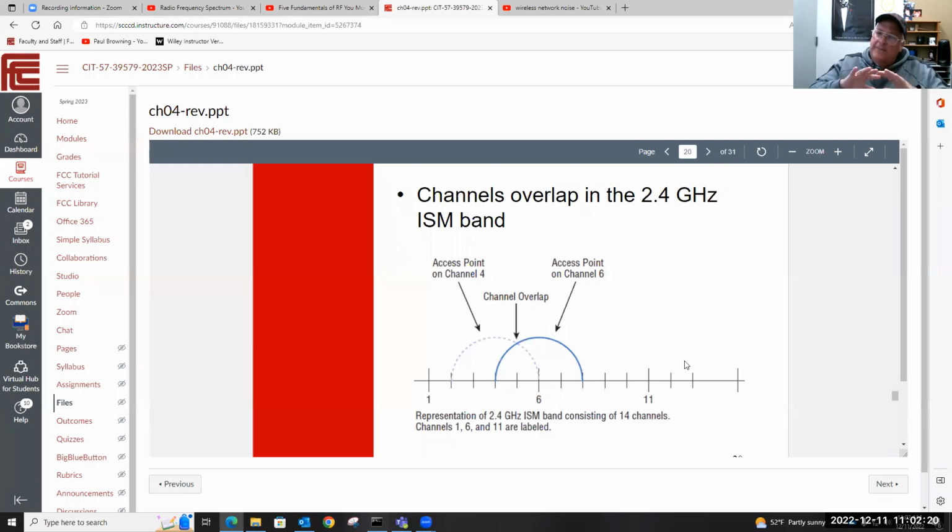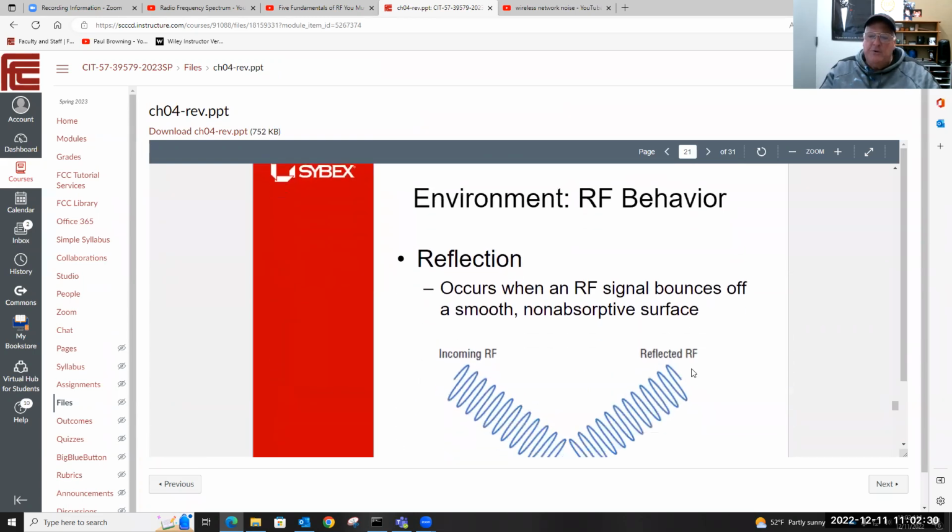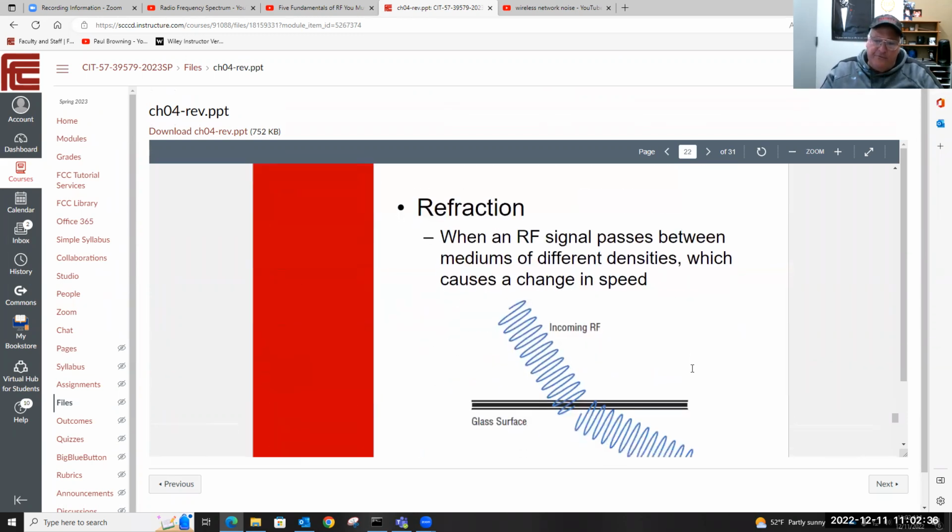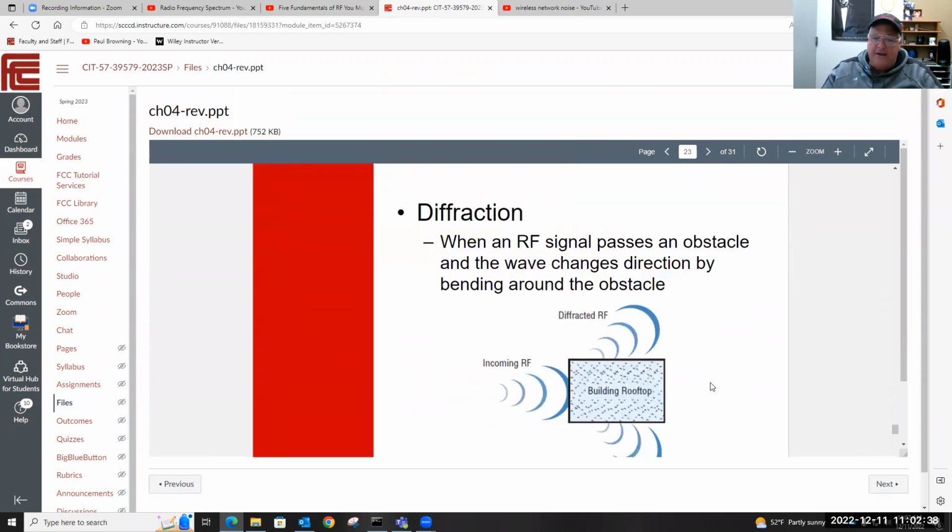Because there's been an overlap in the signal, some people are getting what sounds like two different channels at the same time. So when you look at that process, it's kind of important. And then we have the various breakdowns of reflection and refraction and diffraction and so on.